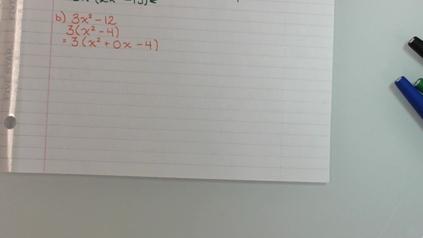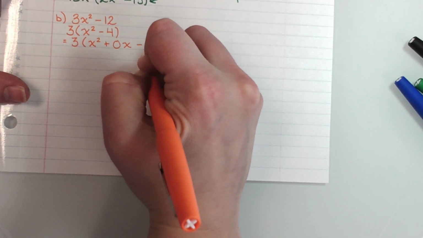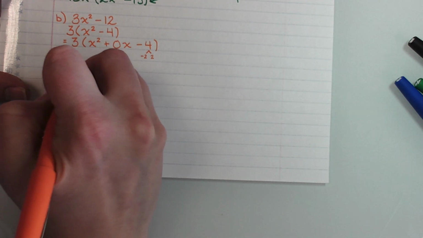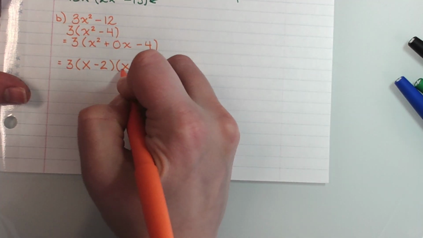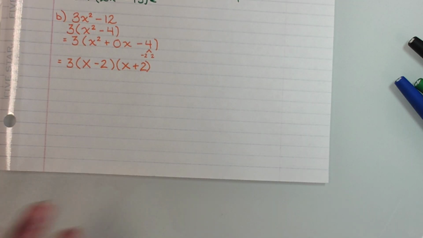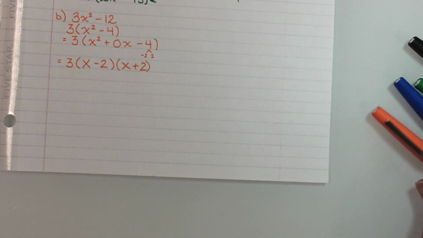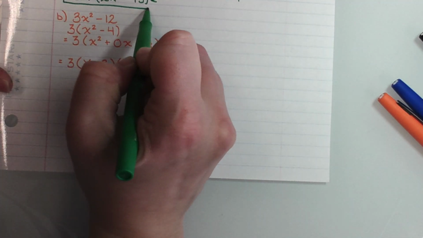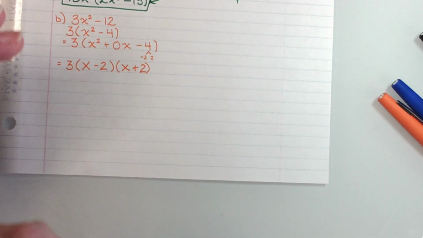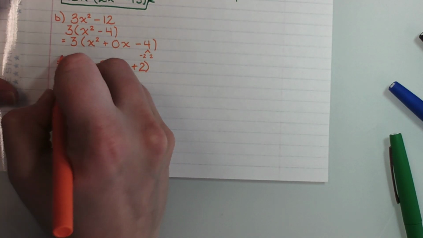Shortcut or full AC? I'd do the shortcut. Two things multiplied to -4, but add to 0. -2, +2. Go directly to the parentheses. X minus 2, x plus 2. Don't forget to put the GCF back out front. That's my fully factored form.